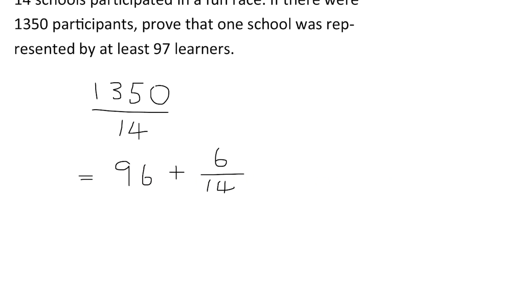So there is still 6 extra learners even after we divided all these participants across the schools. Okay. Now, to prove that there was at least one school that had more than 96 participants, we can see if we take all the learners and divide them equally into the 14 schools, each school will have 96 learners, but there will still be a remainder of 6 participants.